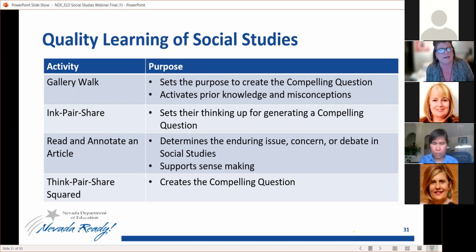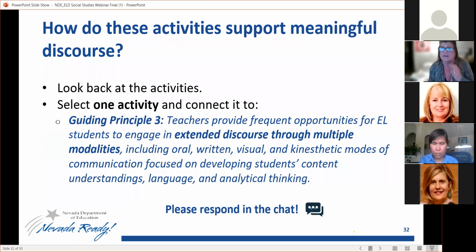Afterwards, we read and annotated an article. This determines the enduring issue, concern, or debate and supports the sense making. It raises that bar for their cognition. Lastly, the think, pair, share is the final goal, to create the compelling question and evoke that emotion. Next slide. How do these activities support meaningful discourse?